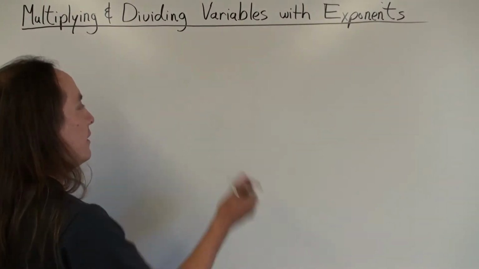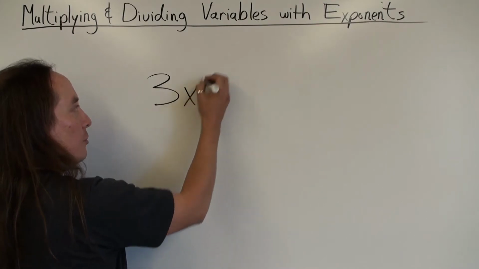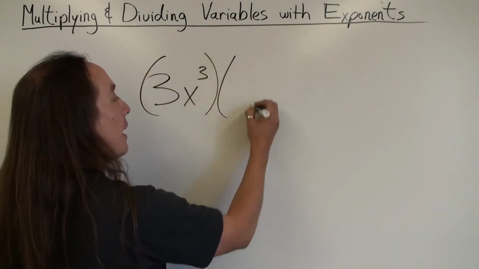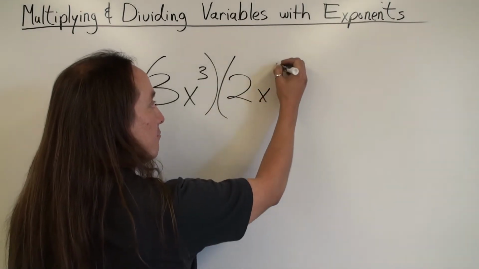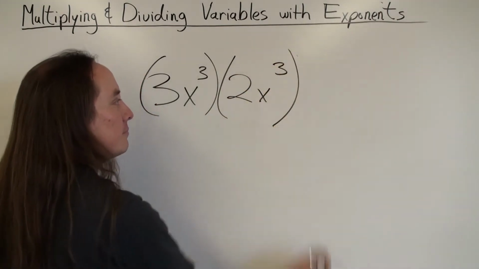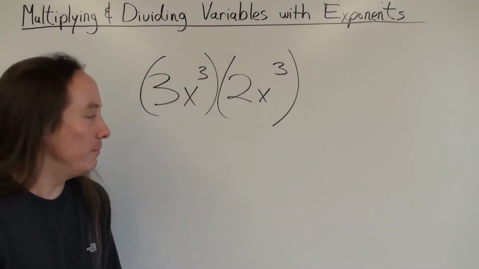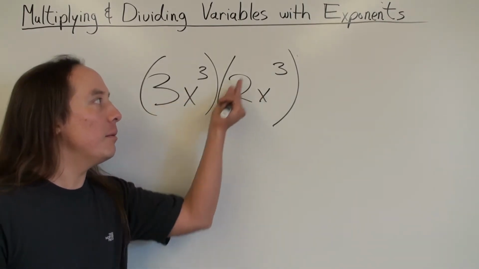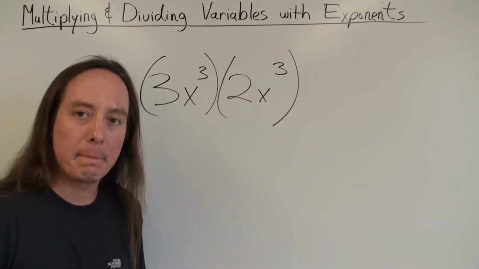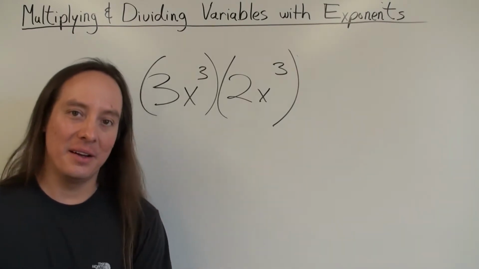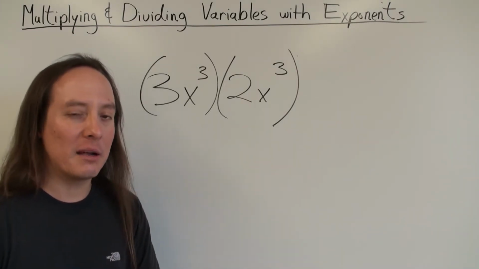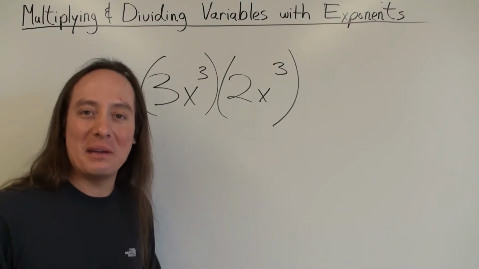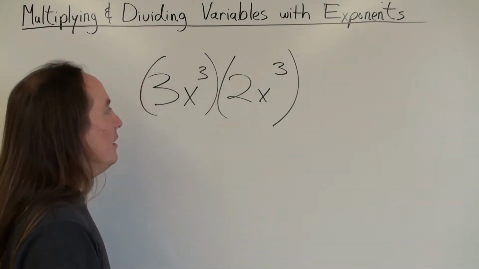What if I had 3x cubed, we'll do it like this, times 2x cubed. So now I have numbers that are being multiplied, but I also have the variable with an exponent being multiplied. So there's 2 things being multiplied here. Okay, really 3, but I won't talk about that right now. There's 2 things. We have a number and we have a letter or a variable being multiplied, okay? So we can do the number first.